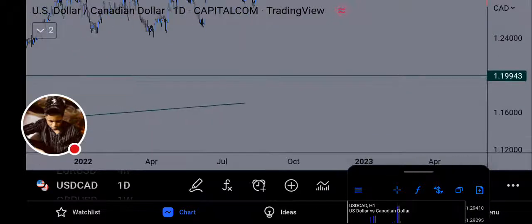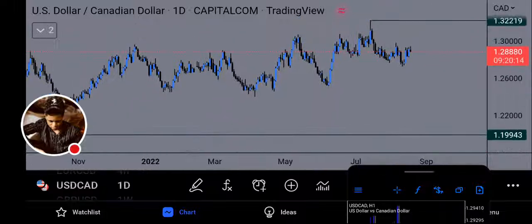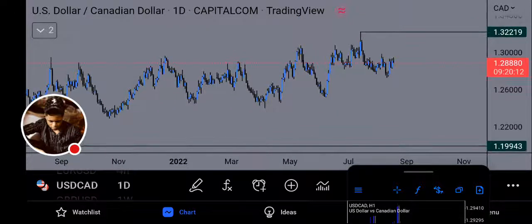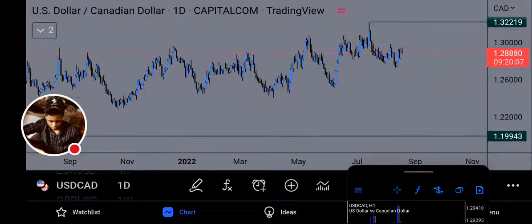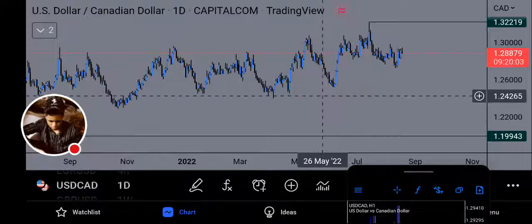Yeah, cool. So now we are looking at USD CAD. This is on the daily time frame. On the daily time frame, what can you see? You can see price, from here.